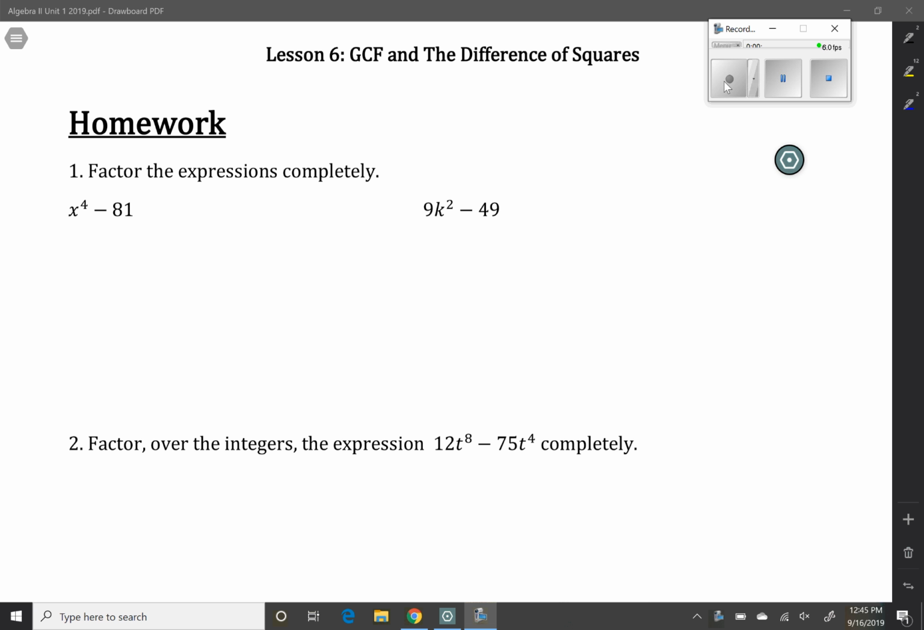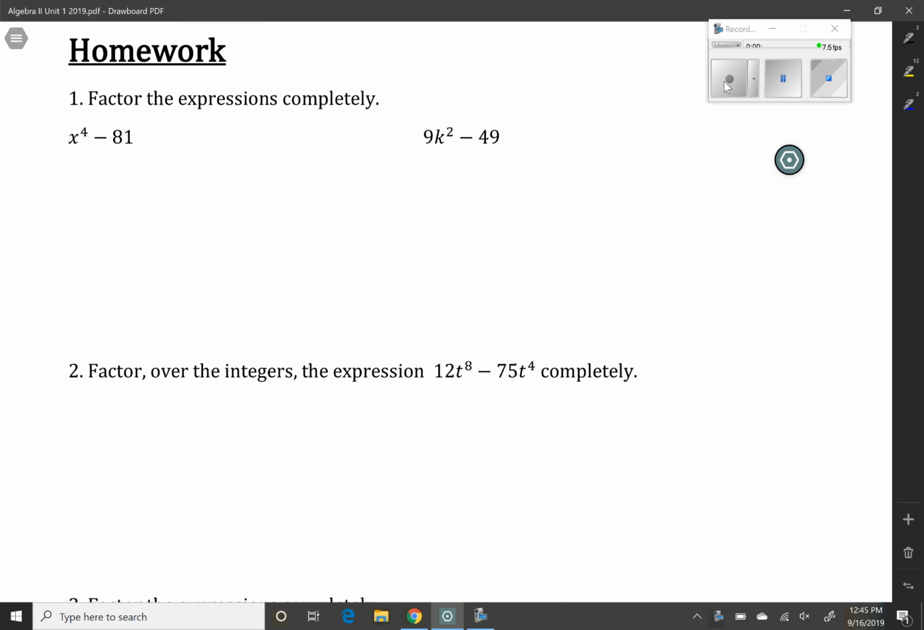All right, everybody, welcome to the video here for lesson number 6 on the GCF and difference of two squares methods of factoring. So let's just jump right in here.